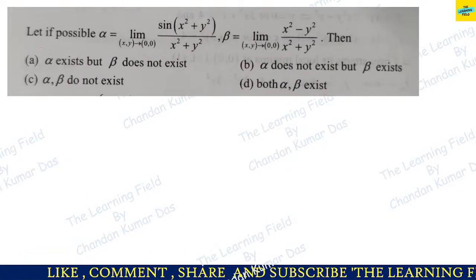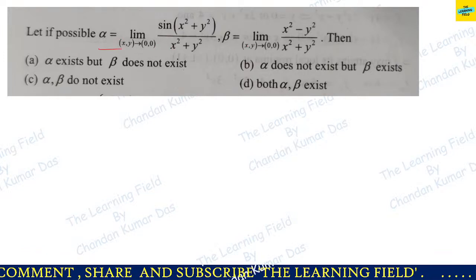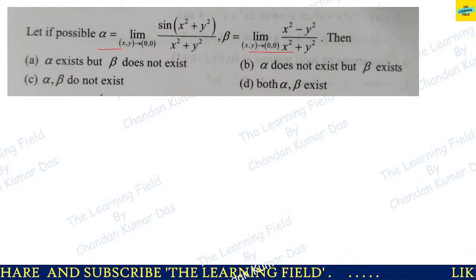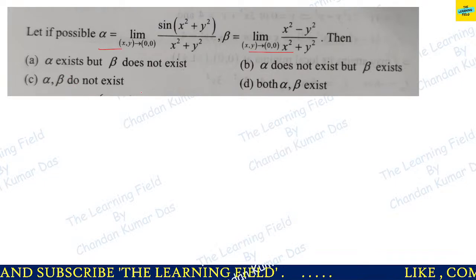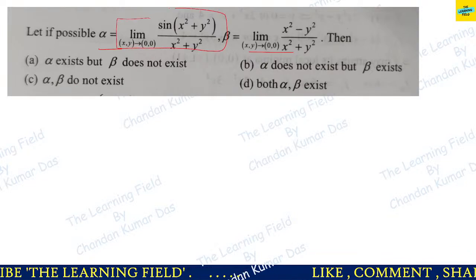Next question. So if possible, let alpha equal to this one and beta equal to this one. Okay, so then which of the following options is true? अल्फा एग्जिस्ट, बीटा एग्जिस्ट यहाँ पर बोला है. देखो ये जो है ये एक थोड़ा बहुत ऑब्जर्व करके भी कर सकते हो.